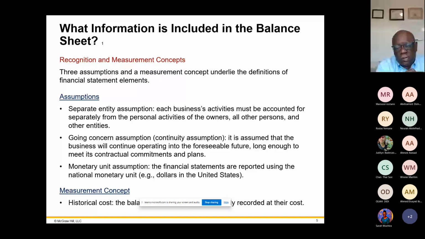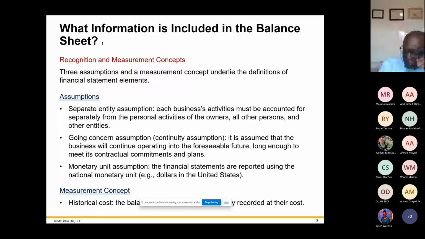And then all transactions must have monetary units. That is what we call the monetary unit assumption. So those are the three assumptions: one, separate legal entity; two, going concern assumption; and three, monetary units.